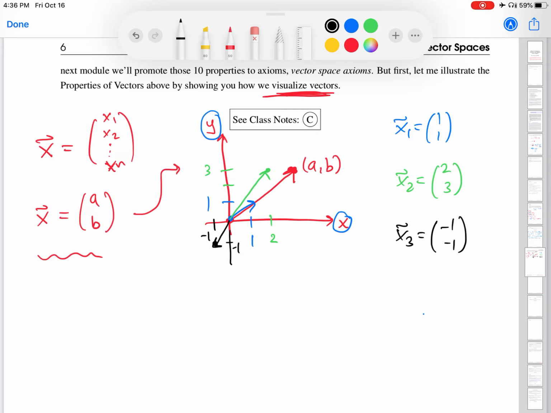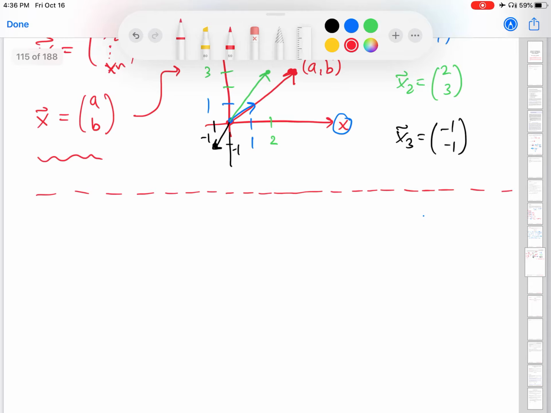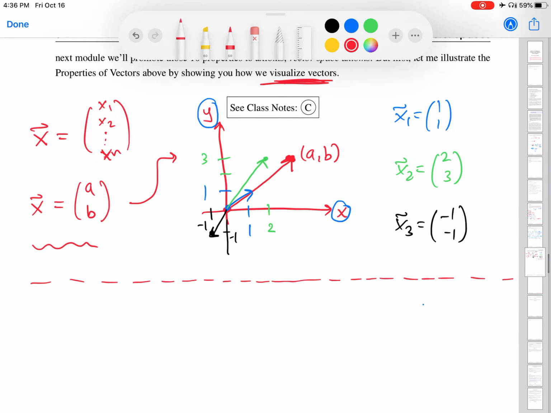Let me talk a little bit about the vector space axioms that you studied right above this page, and show you how you visualize some of those. With the vectors that I have just illustrated over here, let's talk about addition. Let's take this vector x1 up here, and this vector x2 over here, and see how I would visualize their sum.